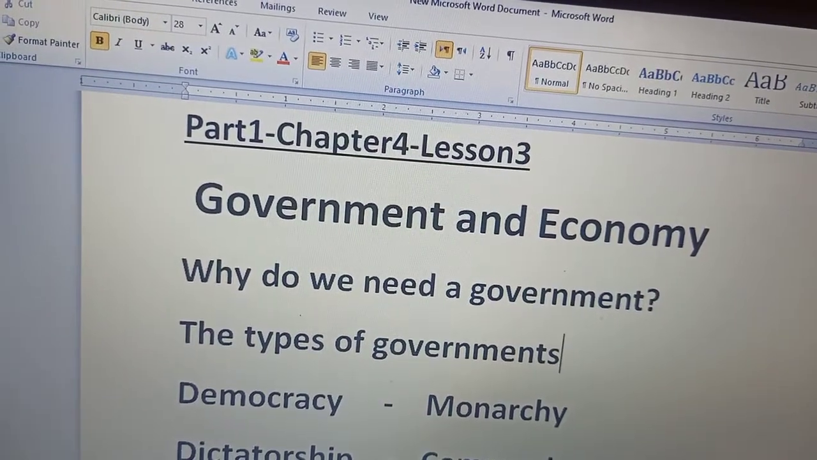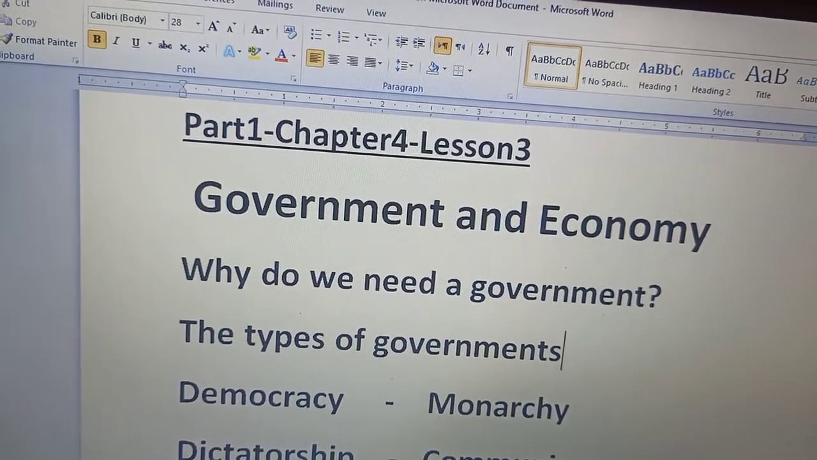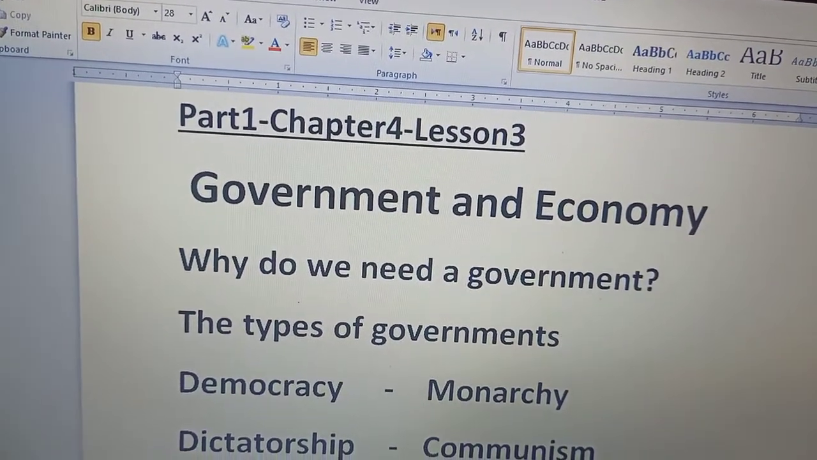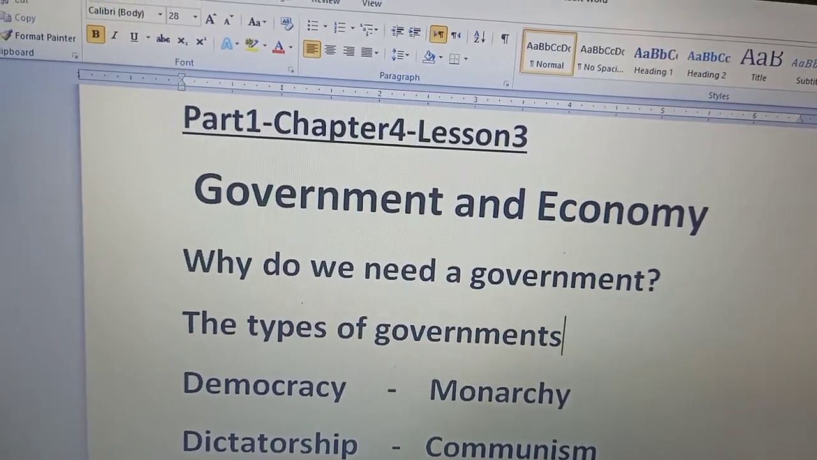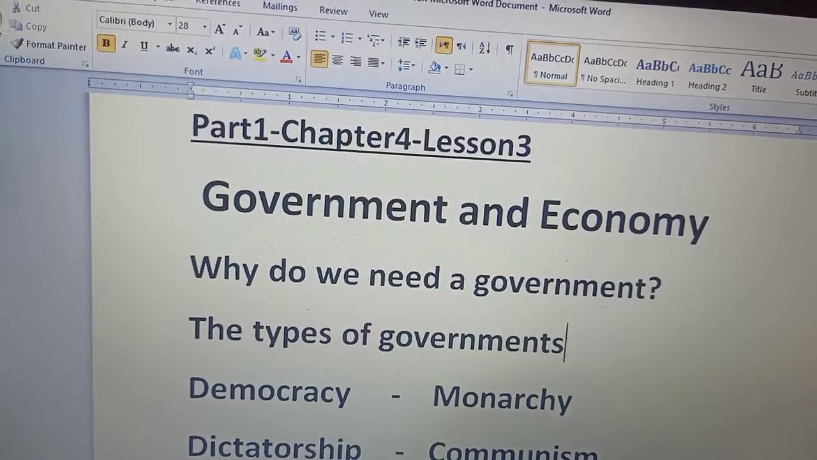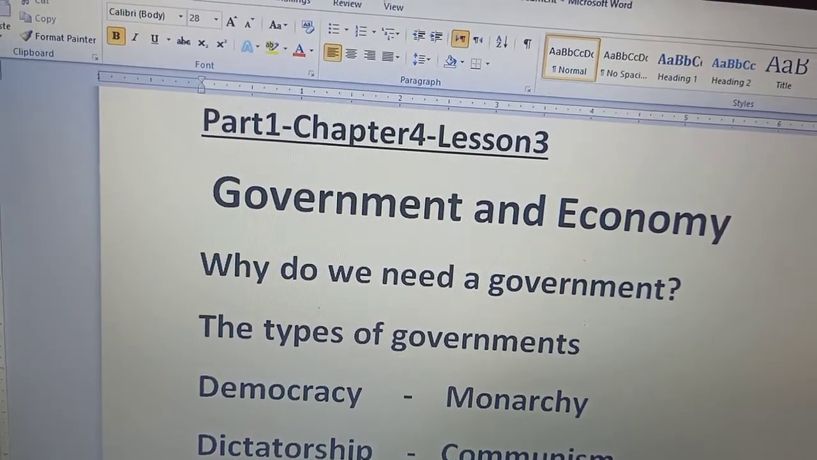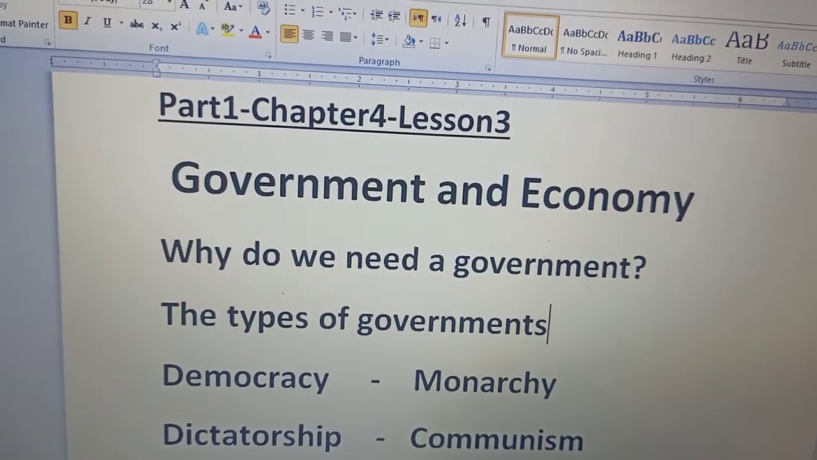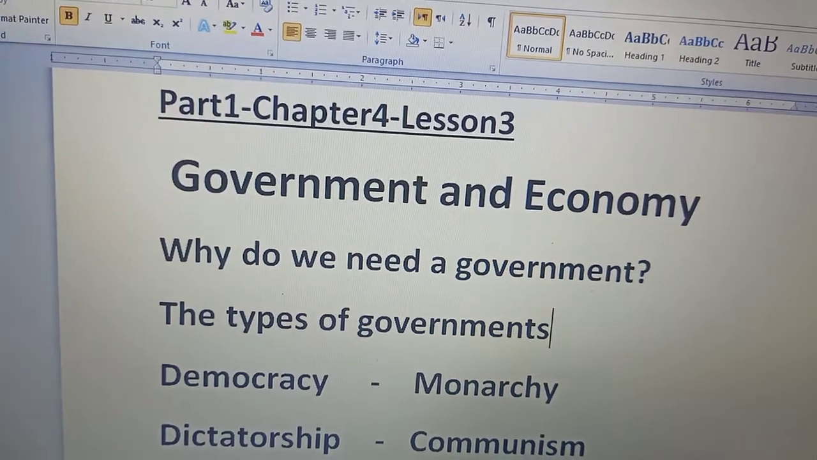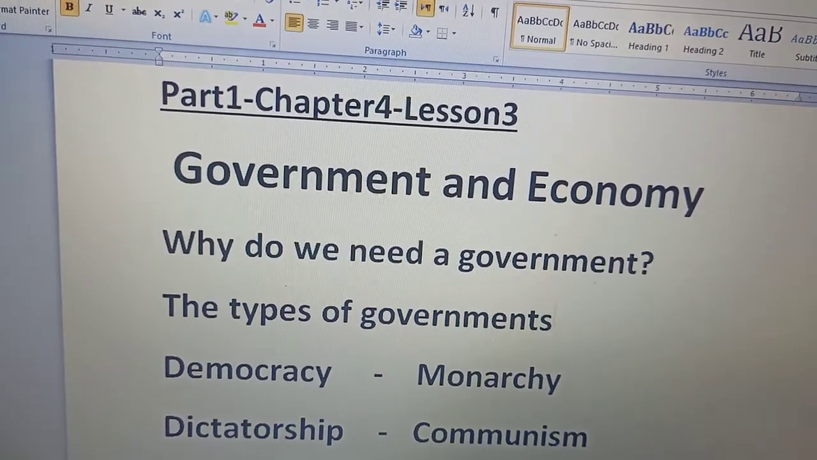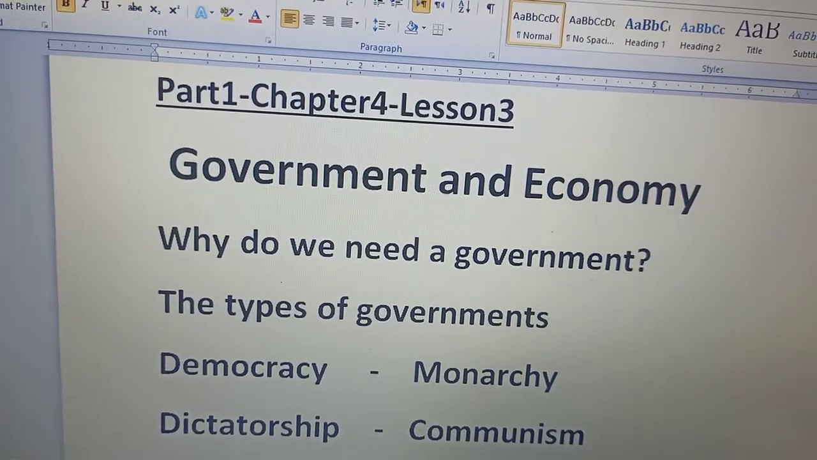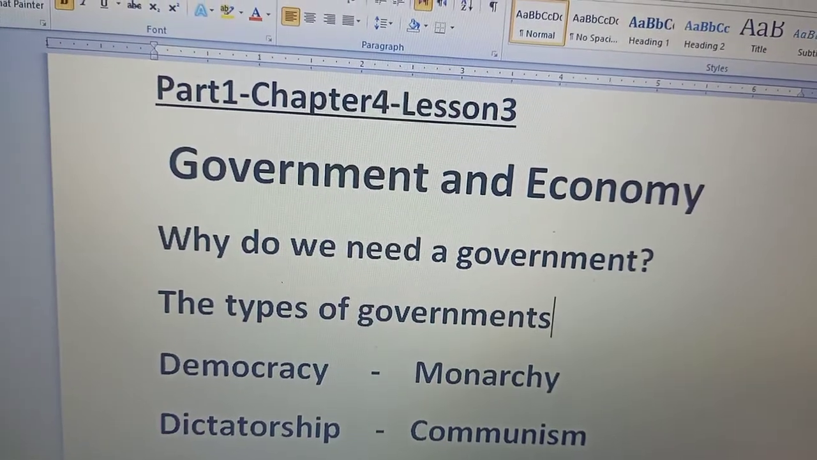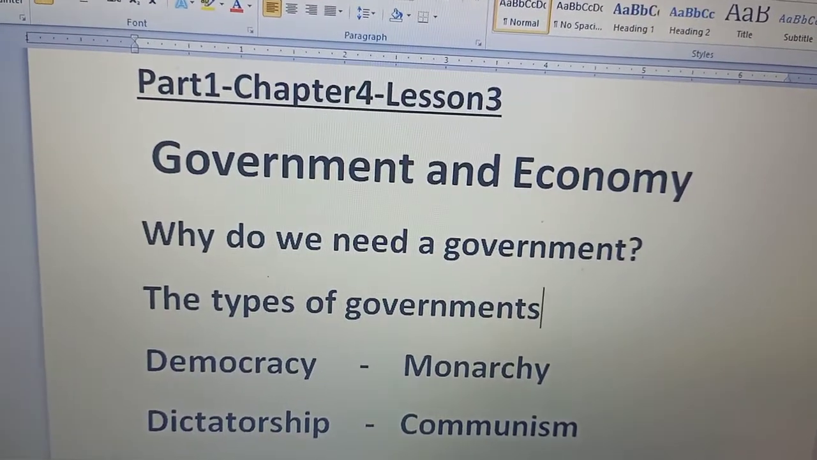That explains why societies have governments. So, without rules, without order, life would be chaotic. Why do we need a government? Number 1, we need governments to make laws. 2, to regulate business and trade. Regulate means to control business and trade. 3, to provide aid to people, or help people. Aid means help.